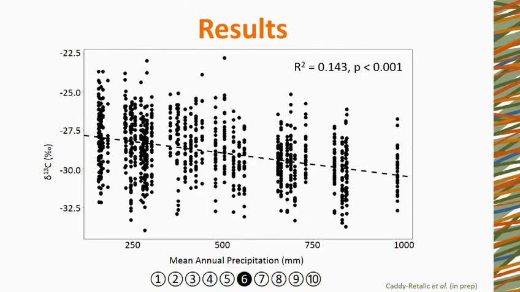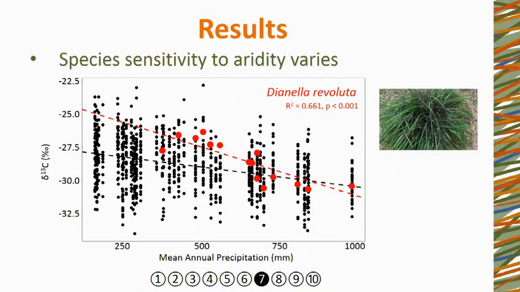So we'd like to start looking at how those species are affecting that slope and what the individual species are doing. If we pick out one, and this will be a species that many of you would be familiar with, this is Dianella revoluta. It's a perennial forb. It's often planted in supermarket car parks because it's tough and you can drive your car into it.